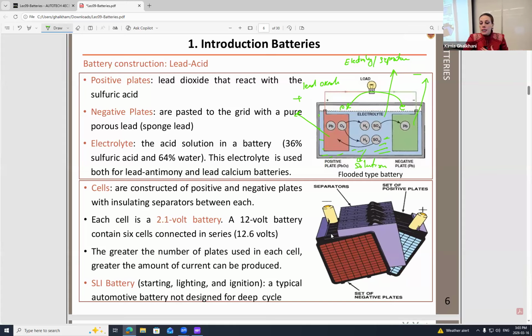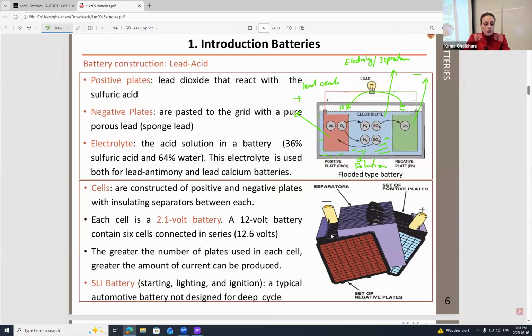So in here, this solution is 64% water and 36% sulfuric acid, SO4H2, sulfuric acid. This is what this solution is being built of.